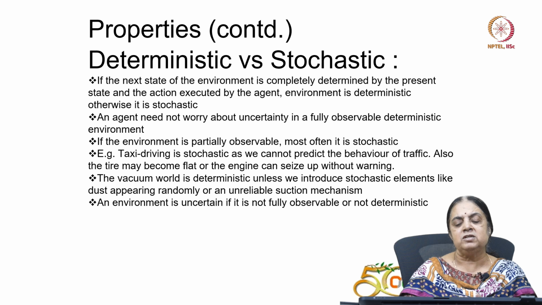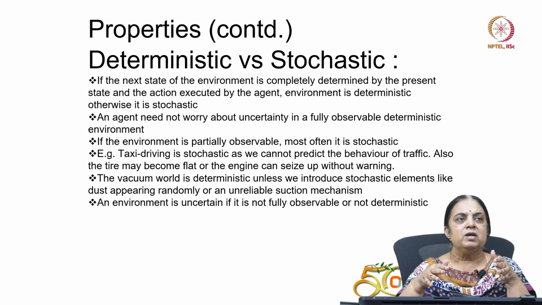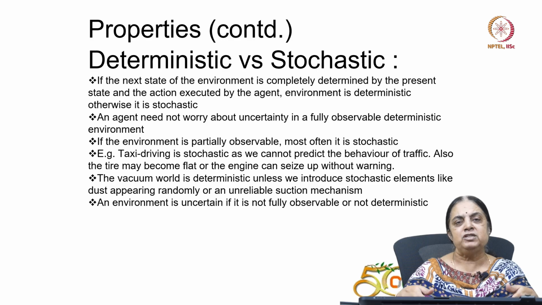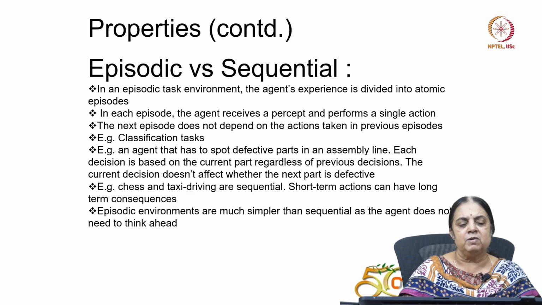For example, in taxi driving, we don't know about the behavior of other cars or other people on the road, etc. So suppose the agent sees what is in the environment and is deciding what action to take, during that time also the environment can change. So it is stochastic. Whereas if you take chess, once the other person has made a move and you are waiting to make the move yourself, there is no change in the environment. So you call that a deterministic agent or environment, right?